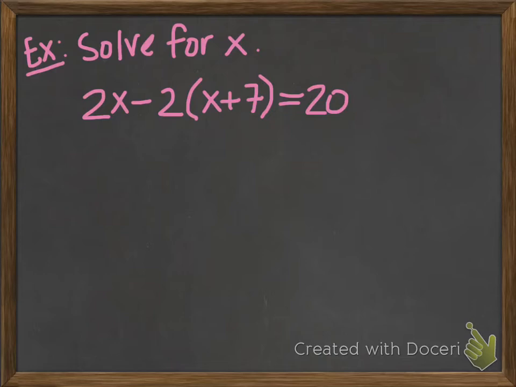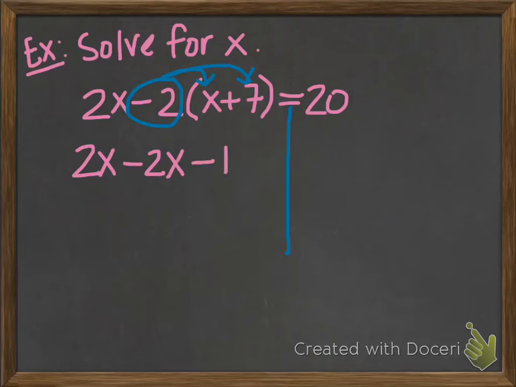All right, let's try this example. We're going to solve for x using our 6 steps that we're used to. First one says we're going to distribute if we have parentheses, which we do. The number outside of our parentheses is this -2. So we're going to multiply that by both the x and the 7. We're going to bring down that 2x. Now let's multiply. -2 times x is -2x. -2 times 7 is -14 equals 20.